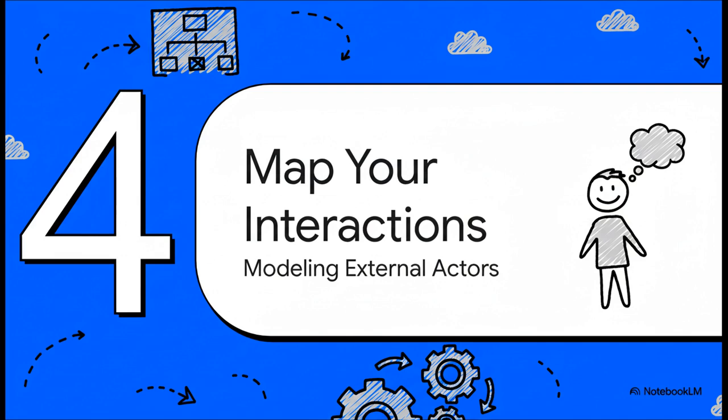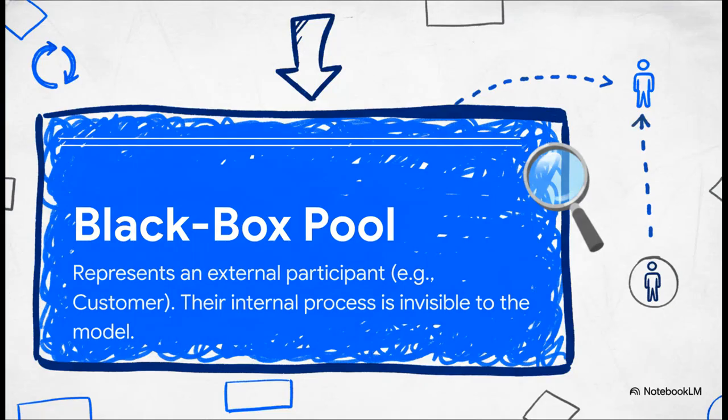This is where things get really cool. The tool we use for this is called a black box pool. It's basically just a container, you'll hear it called a swim lane, that represents someone on the outside, like your customer or a supplier. And we call it a black box because, frankly, we don't know what happens inside their process, and we don't need to. All we care about is how we communicate with them.